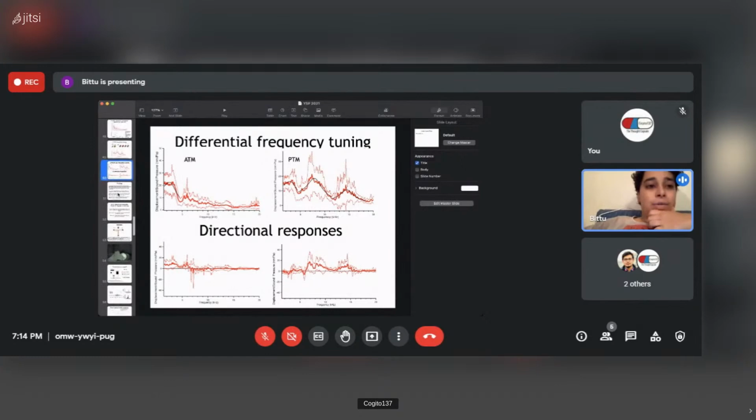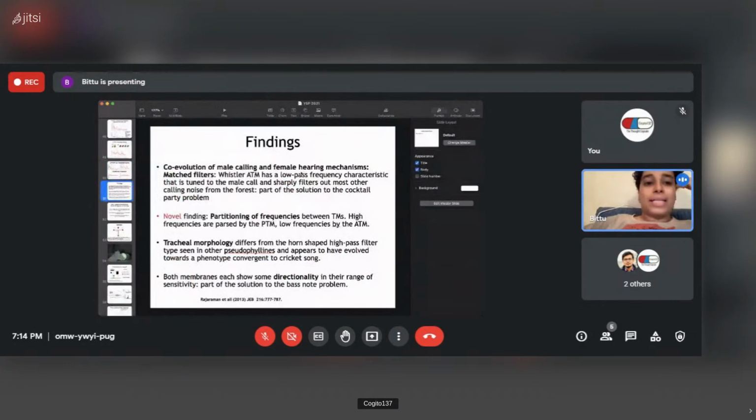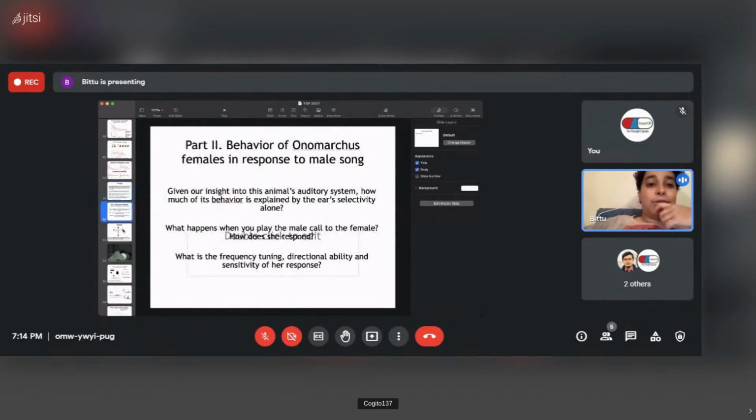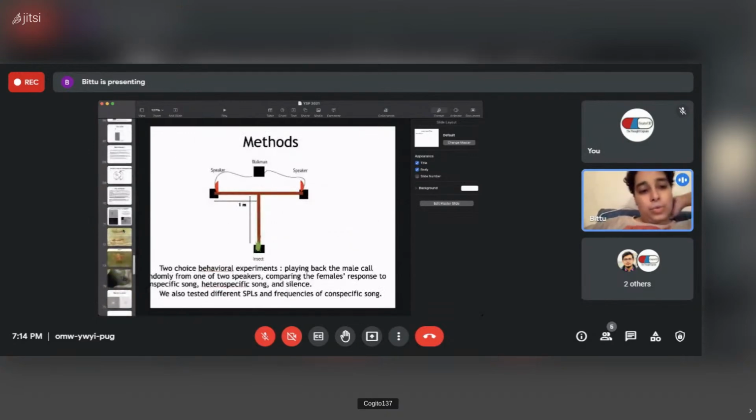So we do work of this kind to understand how co-evolution of male calling and female hearing might take place. We find matched filters between the ear of the animal and the call, and some really cool novel stuff about frequencies being partitioned between the two tympanal membranes. We're also interested in behavioral and neural work. I'll try and skip ahead soon to the neural work, just because I'm really interested in having students who might be interested in working on some of those aspects of the system.